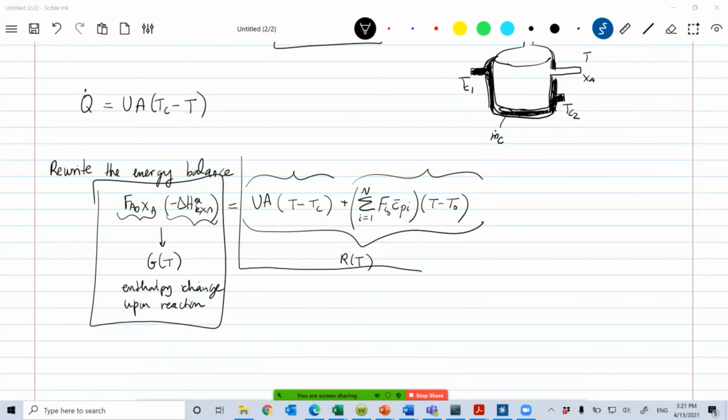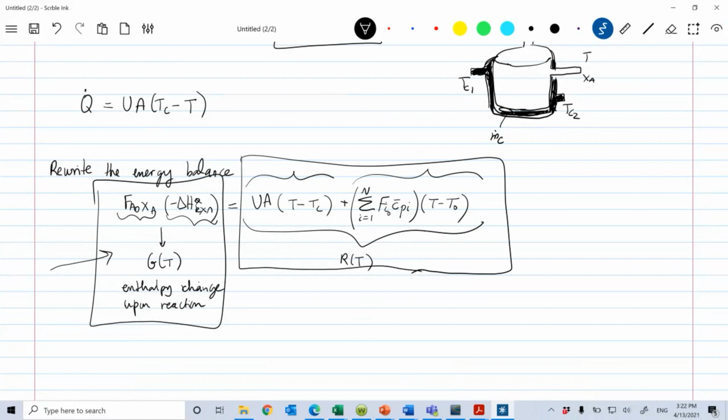So yes, we can have a G of T term when we look at the energy balance. We can split it into a term on the left. This is the enthalpy change on reaction. And there's a term on the right, which we can call the heat removal term, because this is the heat that you need to either add or remove to get your temperature to the temperature of the reaction, so from T0 to T. And there's the term for adding heat from, let's say, a coil heat exchanger of the CSTR.